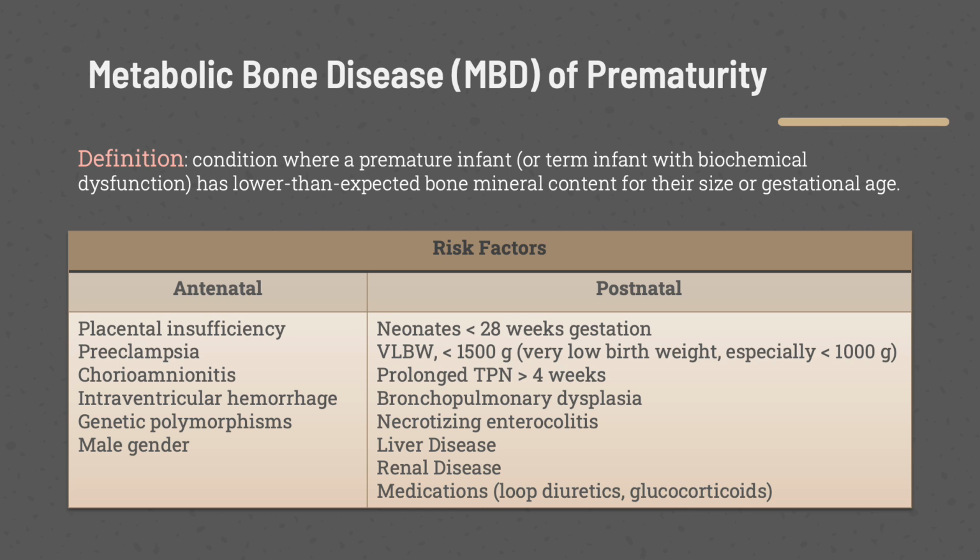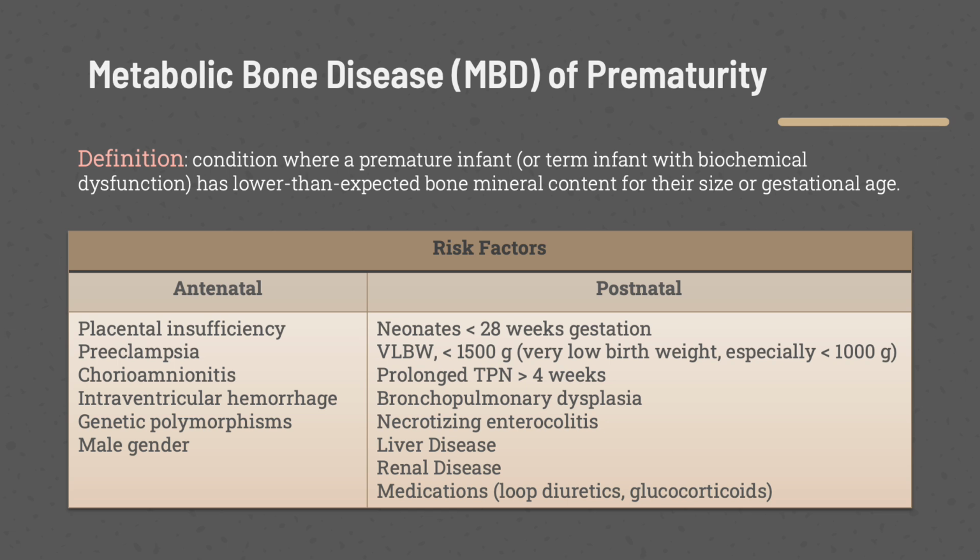Some of this can occur with lab abnormalities, which typically occur first, as well as radiological findings such as fractures. Some risk factors when baby is still in mom would be any type of placental insufficiency, so that could be preeclampsia or even chorio, as well as some other things listed there. Postnatal, or after birth, other risk factors would be prematurity, so neonates born less than 28 weeks of gestation, as well as very low birth weight, or a birth weight less than 1,500 grams, and anything lower than that is at even higher risk.